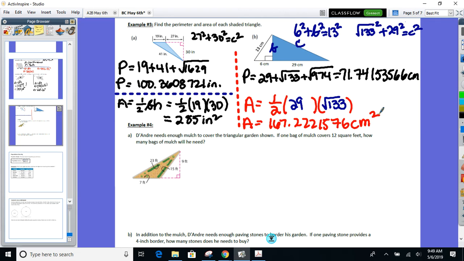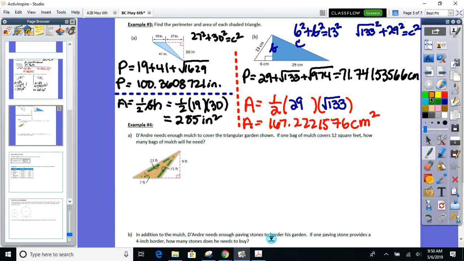Anything on the Pythags especially? We okay handle that? Because that's probably at the level I need you at as far as finding area and perimeter. You ready for DeAndre? All right, he is a landscaper. He wants to throw some mulch on his old triangular garden. And he knows that 1 bag of mulch covers 12 square feet. How many bags is he going to need?